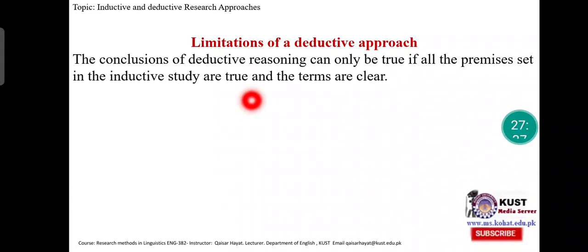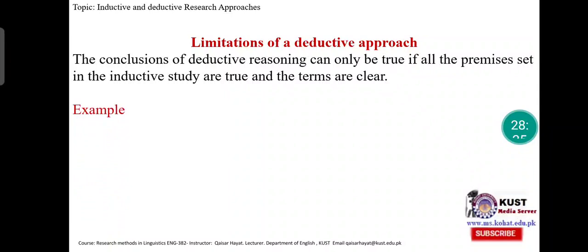The conclusion of deductive reasoning can only be true if all the premises set in the inductive study are true and the terms are clear. Student, all means all. If 5 out of 100 were not delayed, definitely that rejects your hypothesis. So the limitation here is that all means all should be well supported and 100%. In other words, if the theory and the hypothesis based on induction are 100% correct, then you can say your hypothesis is supported. Otherwise, it won't be supported.